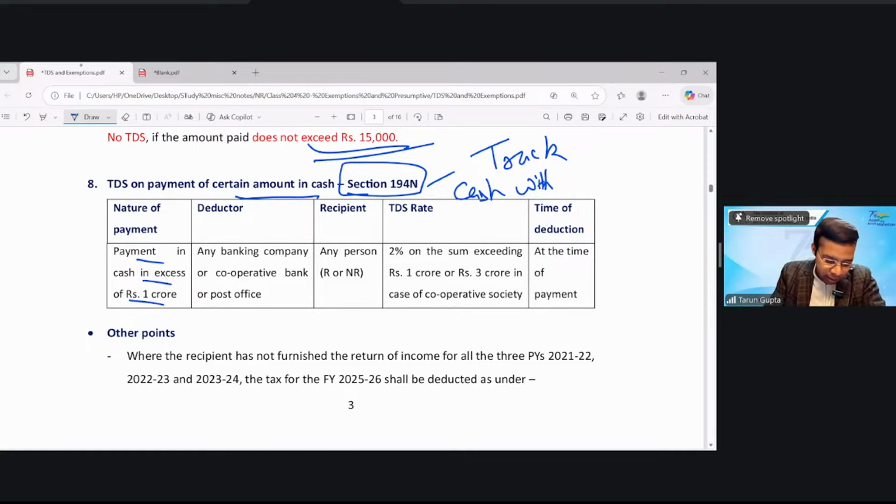So who shall deduct tax? Any banking company, cooperative bank or post office. Who is the withdrawer? Any person, including non-resident. Tax is deducted at 2% if the withdrawal exceeds 1 crore, or in case of cooperative societies, the limit is 3 crore at the time of payment.